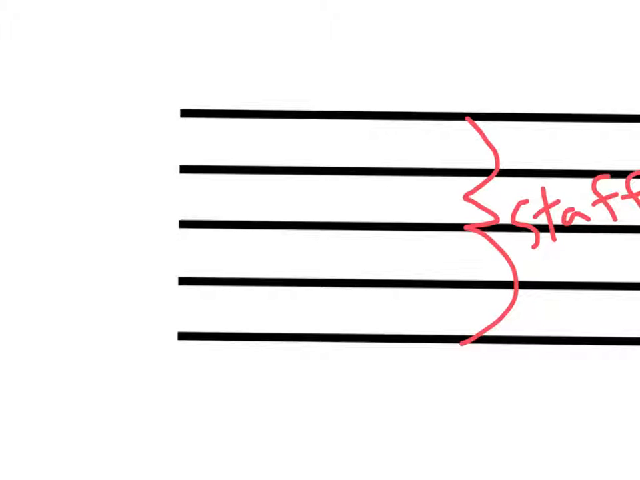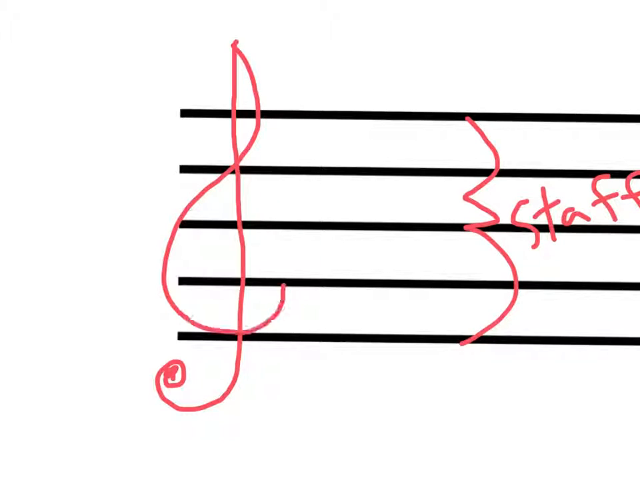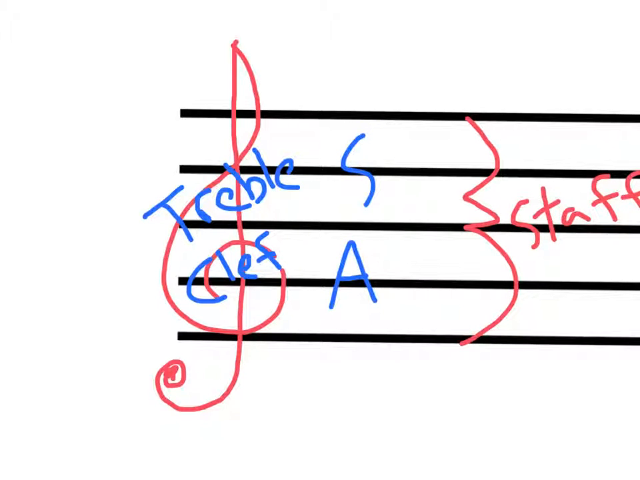Another thing you're going to need to know are the different kinds of clefs that we use in music. Should be very familiar with this one, the treble clef. Generally used for high instruments and voices. If we're talking choir, that's where we're going to have our sopranos and our altos singing.